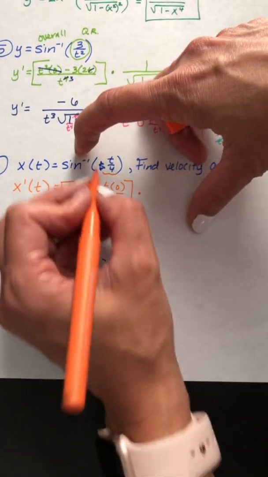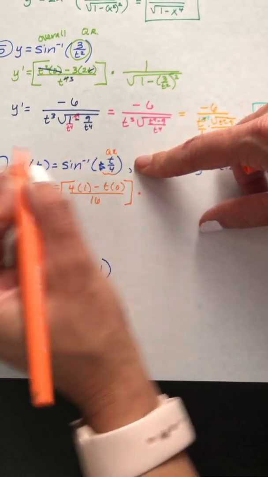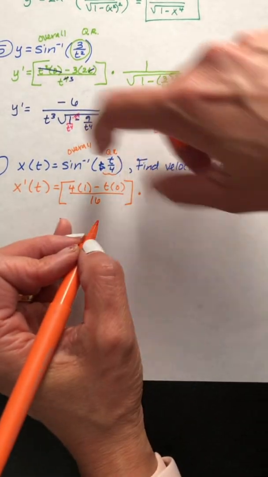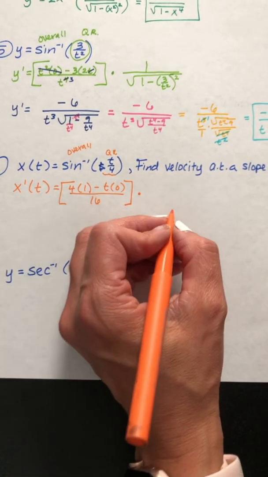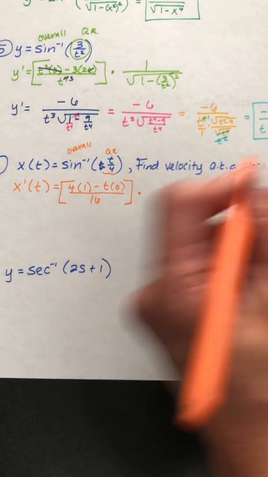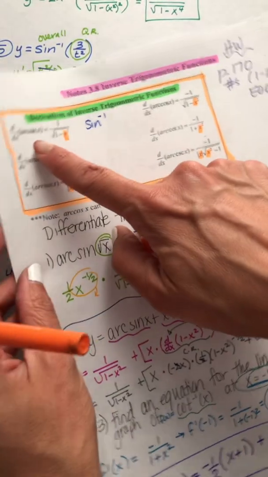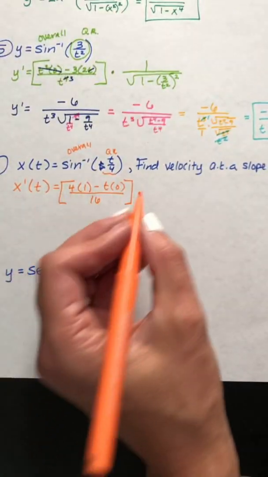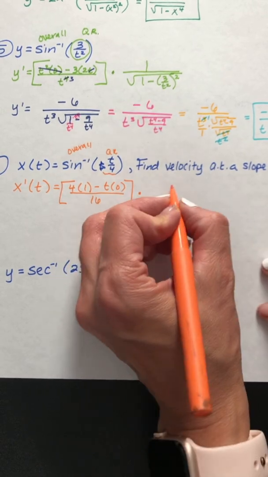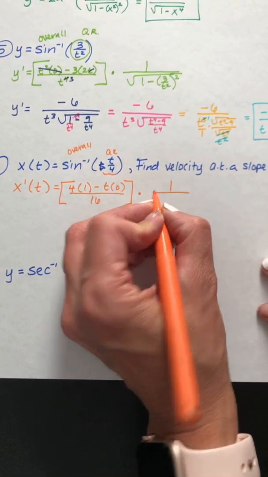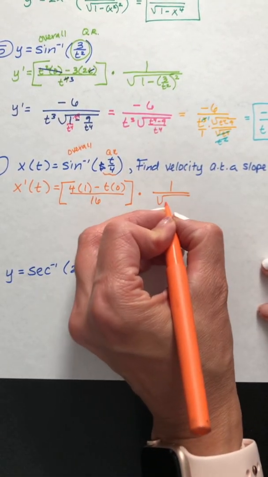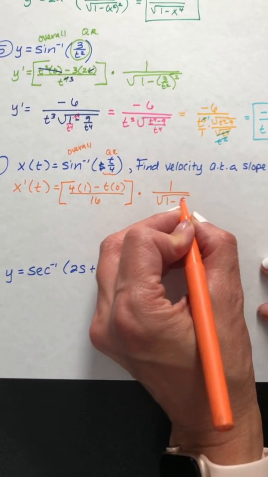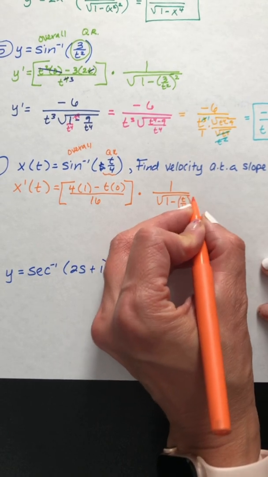Times the overall. So this was the quotient rule, and now because we are taking the derivative overall, we did the inside, now we're working on the outside, so sine inverse. And on my little cheat sheet, arc sine is 1 over the square root of 1 minus x squared. So this would be times 1 over the square root of 1 minus, the x is t over 4, so t over 4 quantity squared.